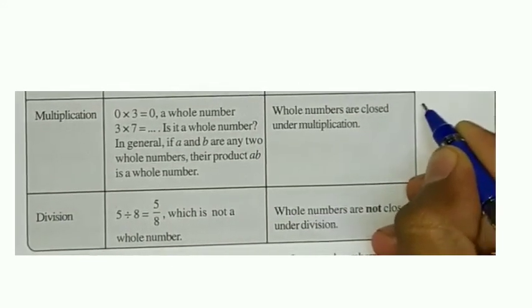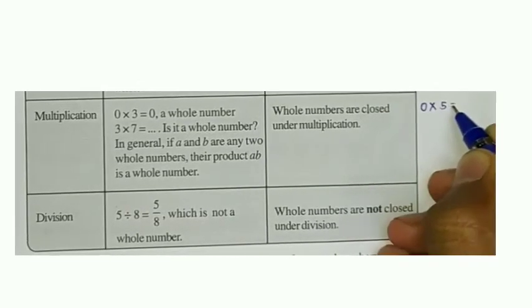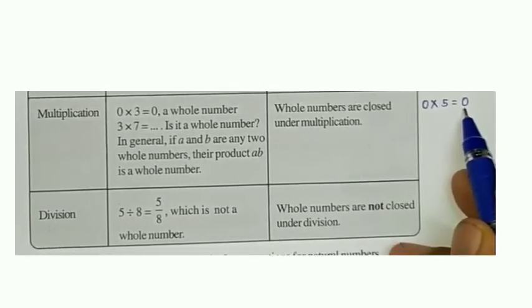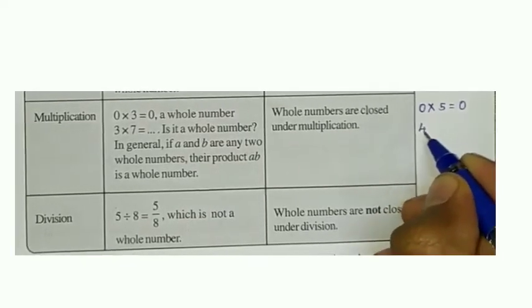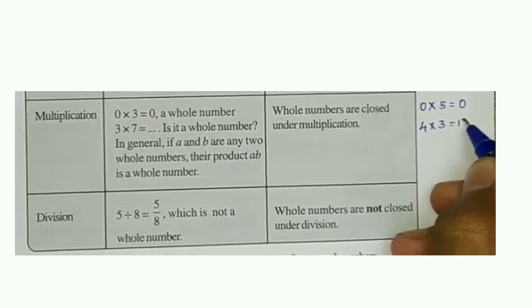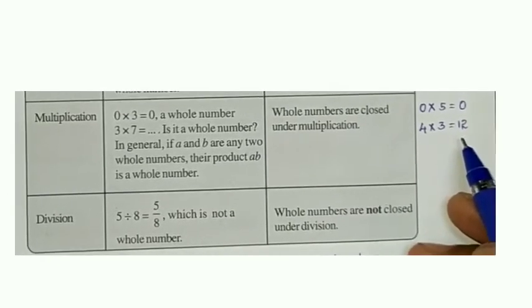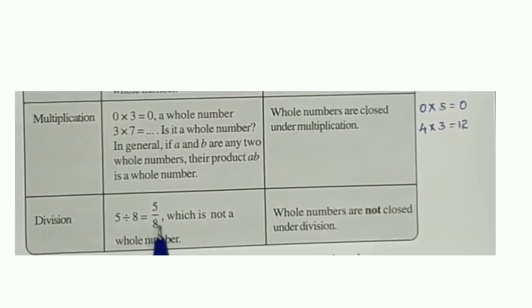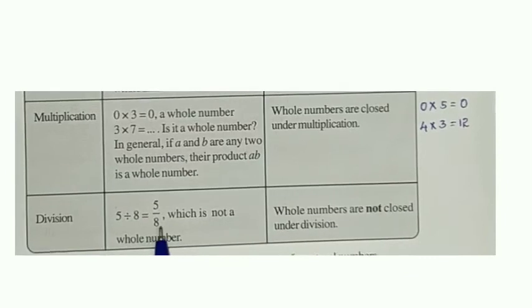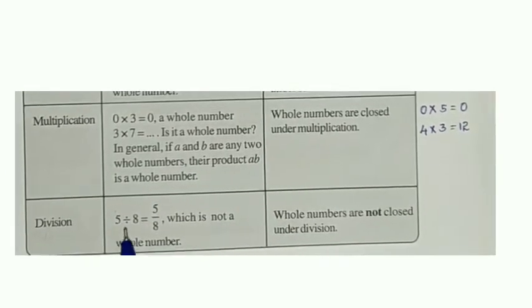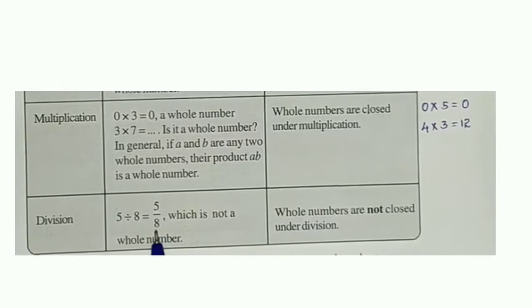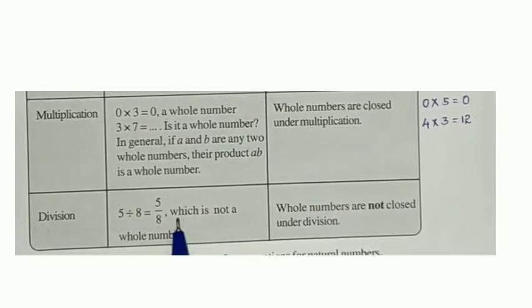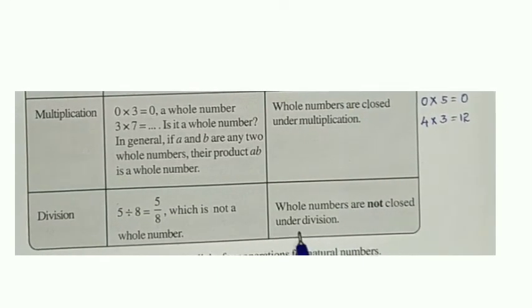Let's take examples here: 0 into 5 gives 0 only, because 0 is also a whole number. Again, 4 into 3 gives 12, and 12 is also a whole number. Now coming to division. Sometimes we will not get a whole number when we divide two numbers. Here is an example, 5 divided by 8. You get 5 by 8 in decimal format. That's why whole numbers are not closed under division.